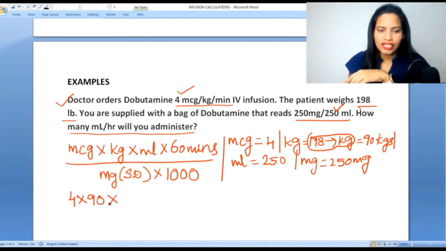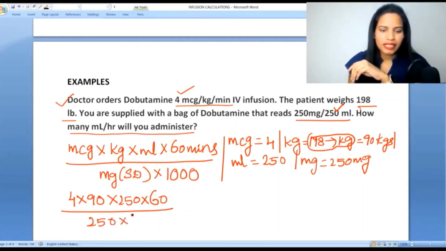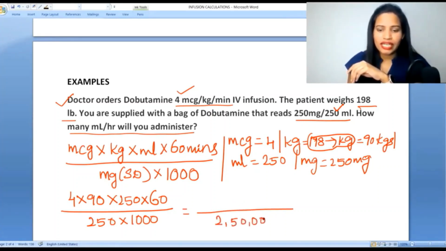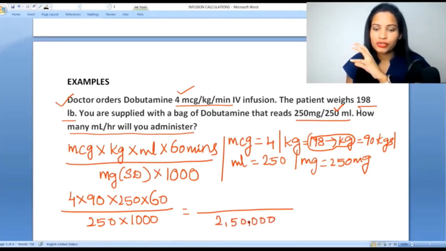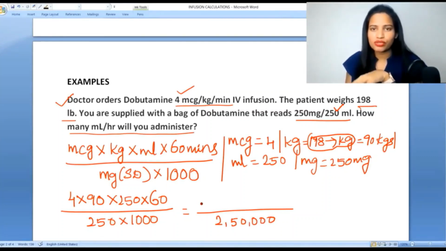90 kgs into ml, 250 ml multiplied by 60 whole divided by mg, which is again 250 multiplied by 1000. If you calculate infusions, please always be aware, even one zero wrong means you're going wrong with all the zeros. Calculate your zeros in the calculator and do the same in your book also when you're doing the practice. And 250 into 1000 means 2,50,000.